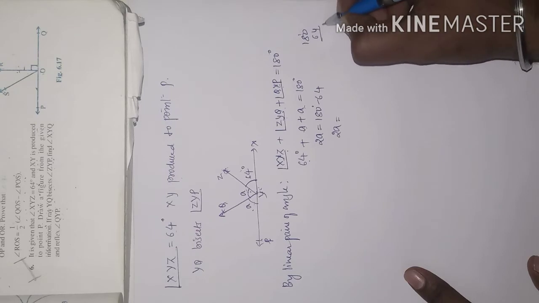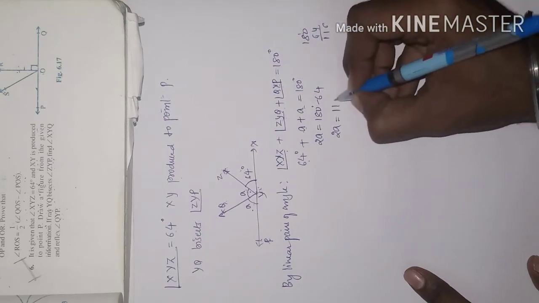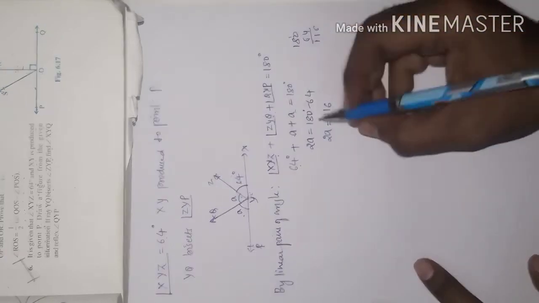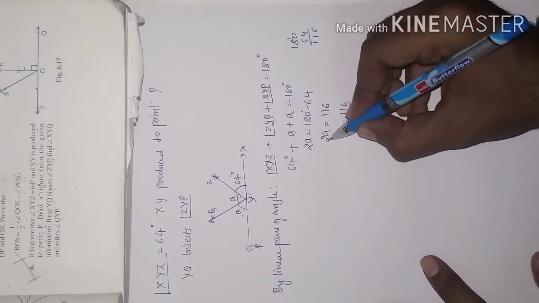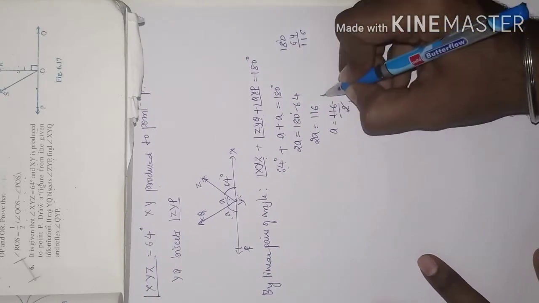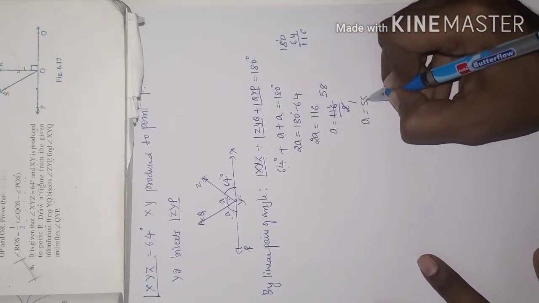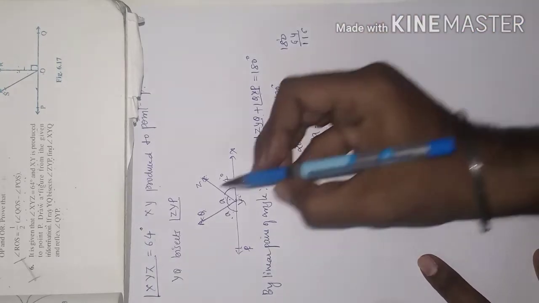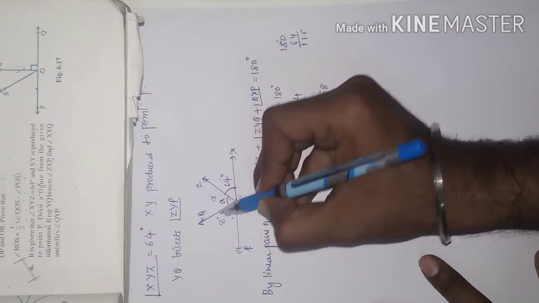10 minus 4 is 6, 7 minus 6 is 1, and this is 1. So 116 it comes. Now A is equal to 116 divided by 2. The 2 comes to the denominator of the RHS. 2 ones are 2, 2 fives are 10, 2 eights are 16. So A is equal to 58 degrees. That means this angle is also 58 degrees and this angle is also 58 degrees.